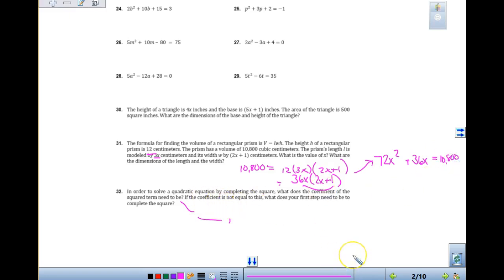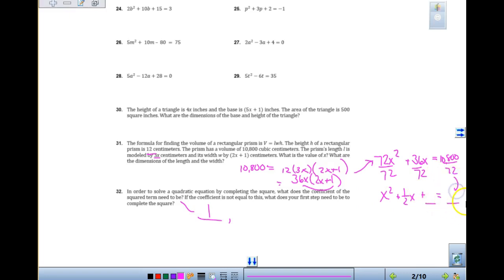So what does our lead coefficient have to be as I'm looking at this, Mary? It has to be 1x squared. So in answering 32, the lead coefficient has to be 1. What do you have to do? What you're doing right here. You have to divide by whatever that coefficient is. So we now have x squared plus 1/2 x. What did you guys get when you took 10,800 divided by 72?